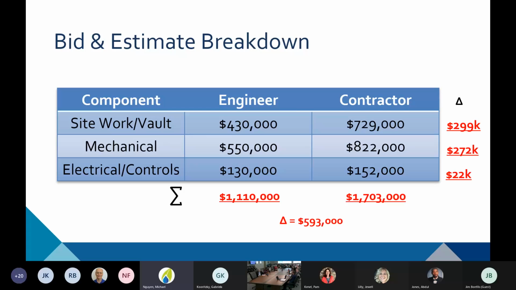And this project has three main components: the site work and the construction of the vault, the mechanical equipment, which is piping and valves, and then the electrical controls associated with the valves. So this shows the differential between what the engineer assumed versus what the contractor put in their bid price.